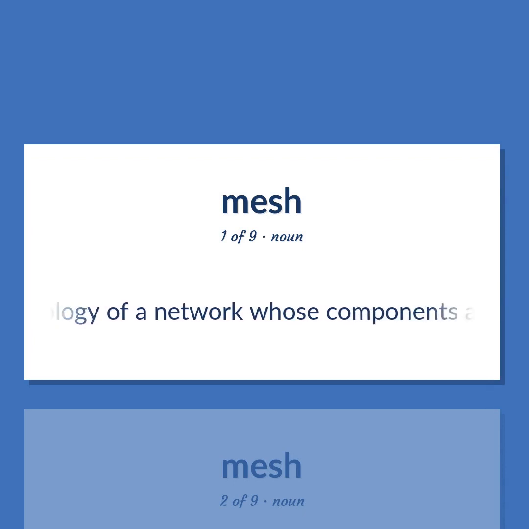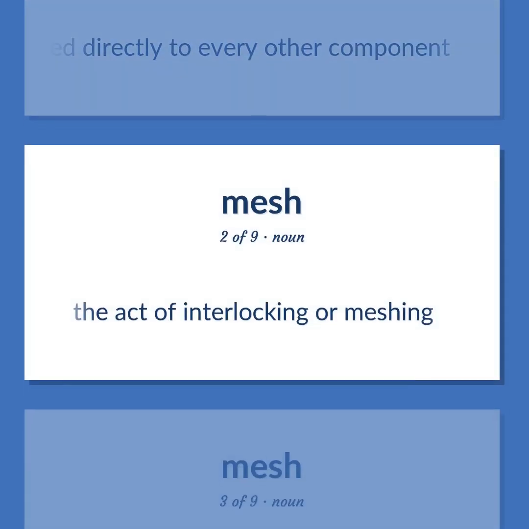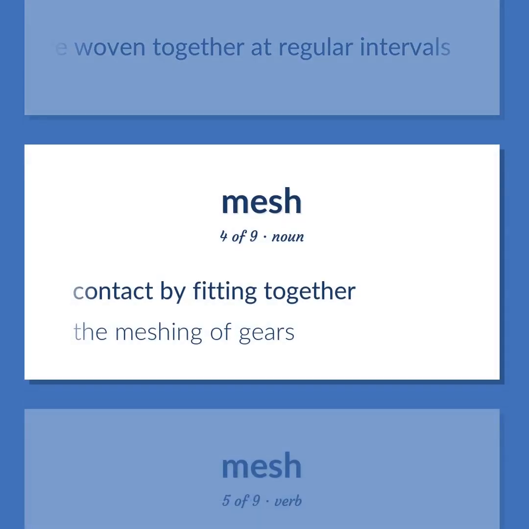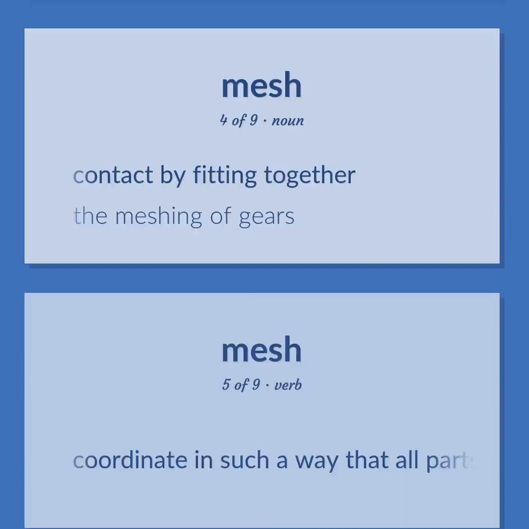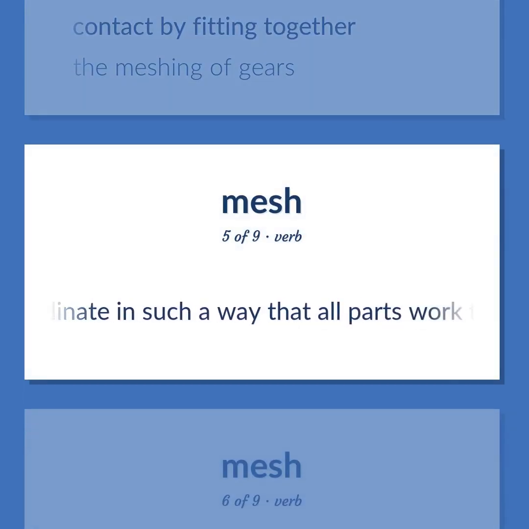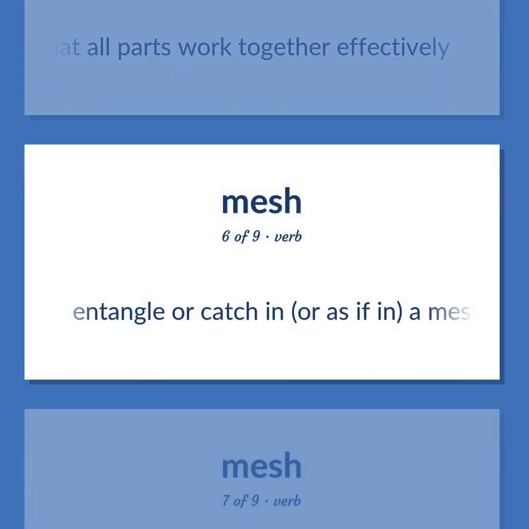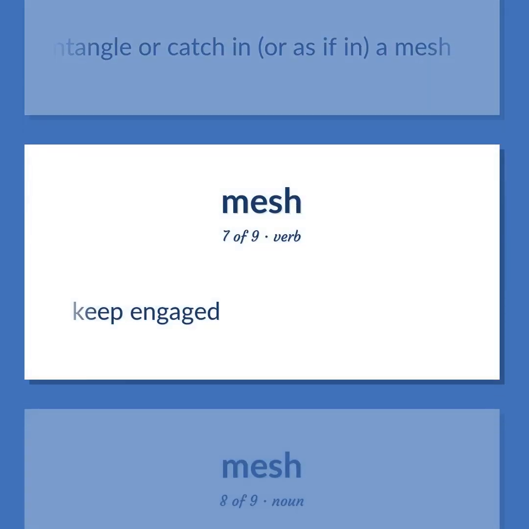The topology of a network whose components are all connected directly to every other component. The act of interlocking or meshing. An open fabric of string or rope or wire woven together at regular intervals. Contact by fitting together. The meshing of gears. Coordinate in such a way that all parts work together effectively. Entangle or catch in, or as if in, a mesh. Keep engaged.